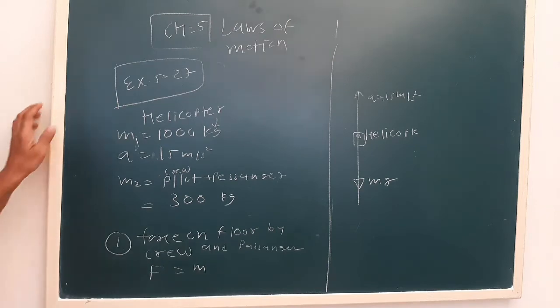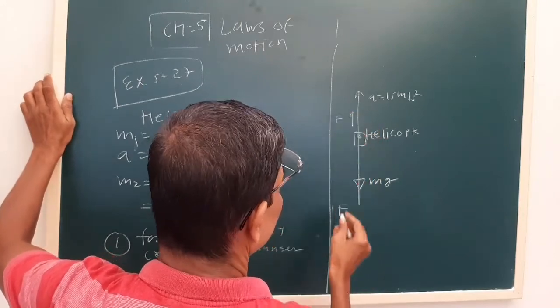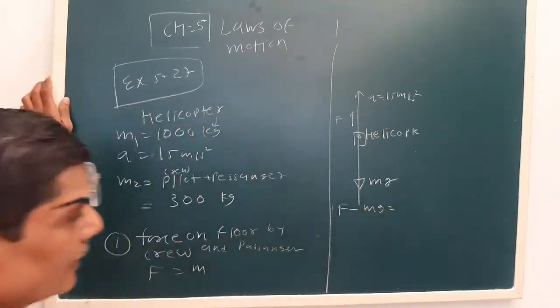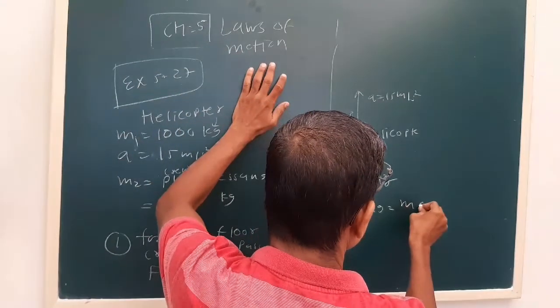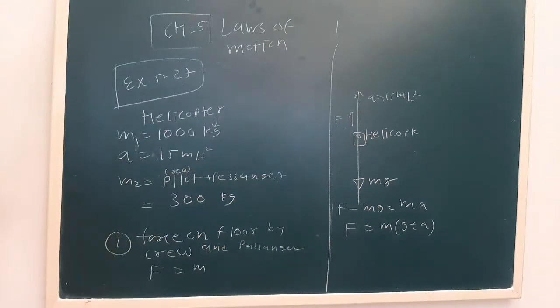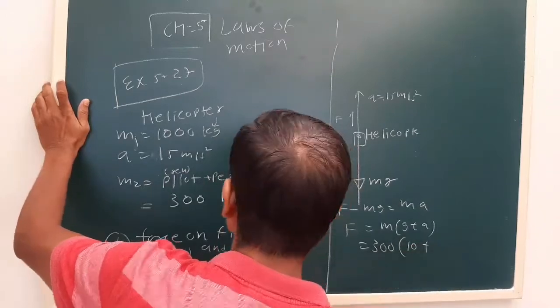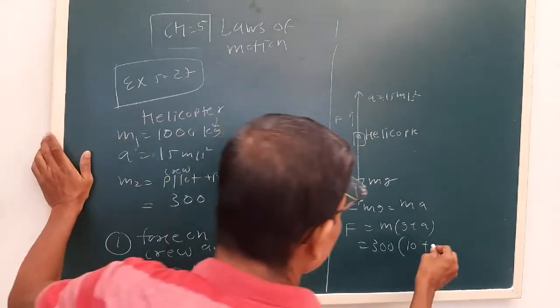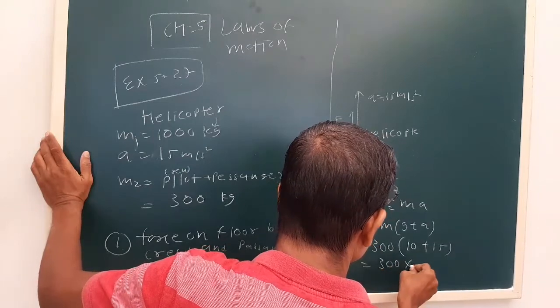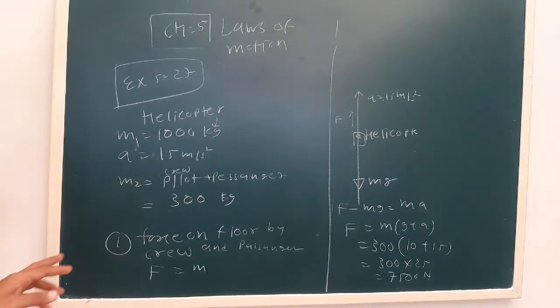Okay, so what is the equation? See our equation, let us say F minus mg is equal to ma, that is Newton's second law of motion, F = m(g + a). Here we have to consider force on the floor by crew and passenger, m is given as 300, g is given as 10 and acceleration is given as 15. Okay, this is the first part of the question. So there is a force exerted on the floor by passenger and the crew.